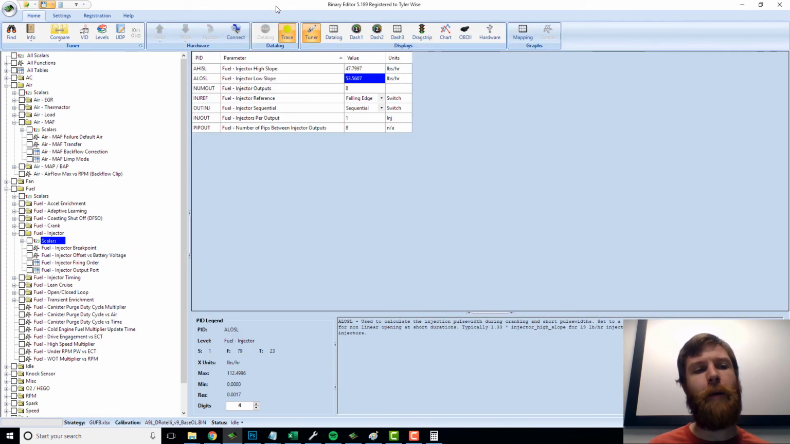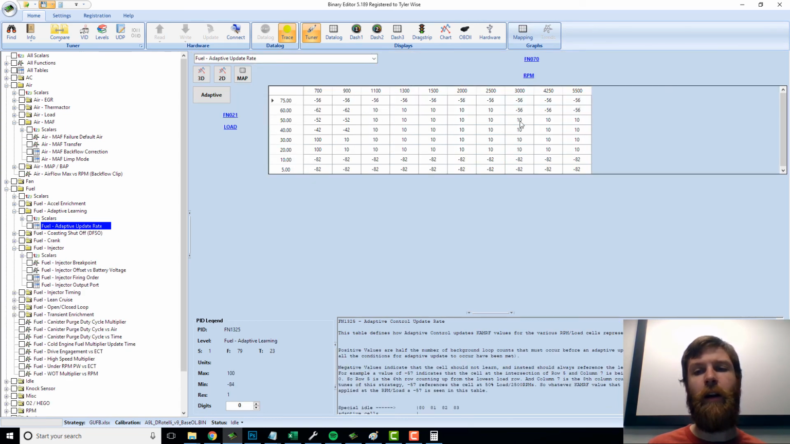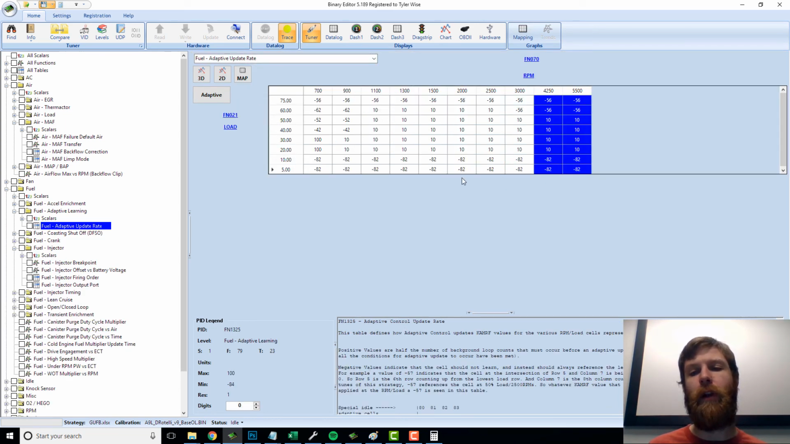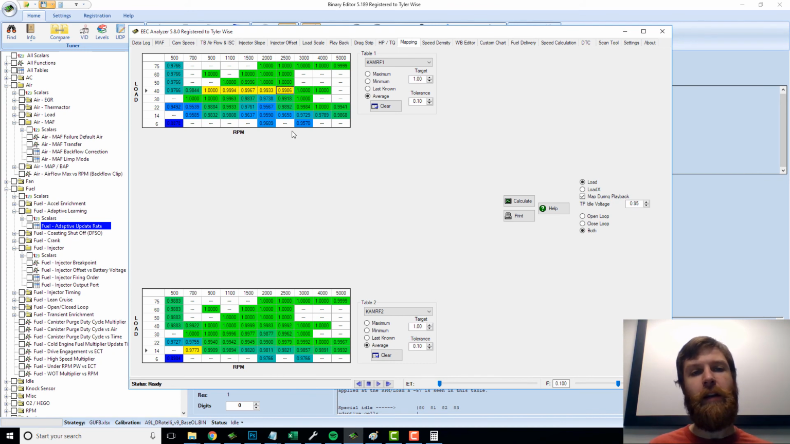And when we go to your adaptive learning in the tune, which is down here under fuel, adaptive learning, and I go to this update rate, this is another way you can visualize in the tune that same concept of how fast it's learning at a given RPM and a given load. While these numbers may not be on the same scale as what you see here in EEC Analyzer, it still helps you conceptualize what I'm talking about. So it's learning at each of these different driving conditions.